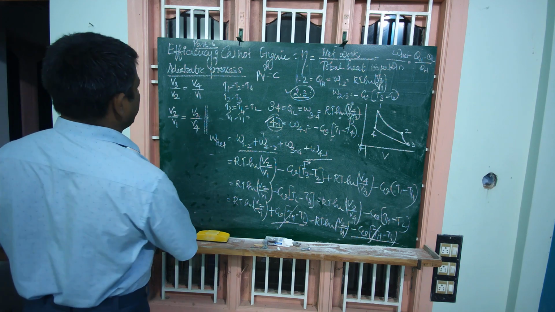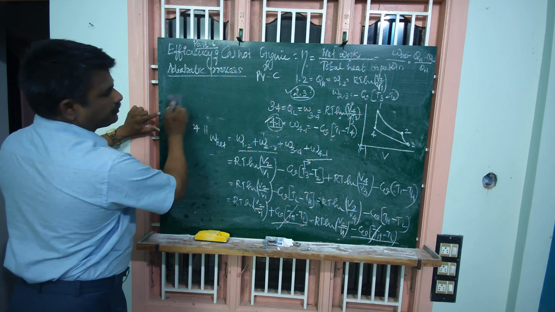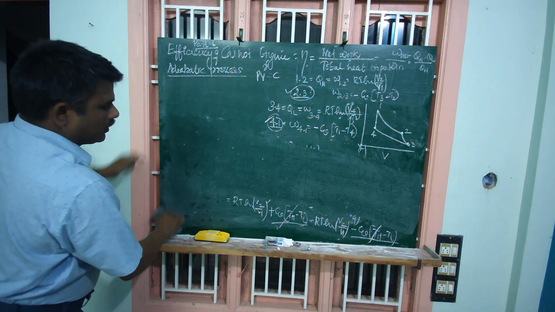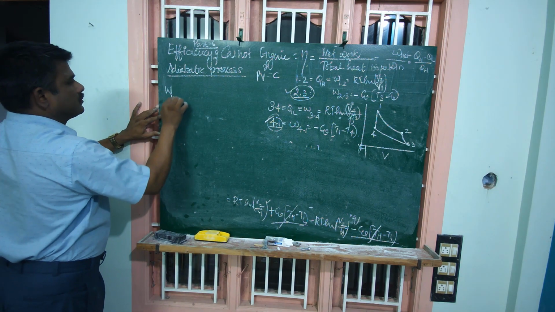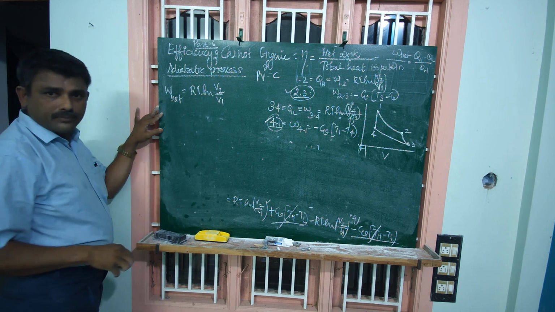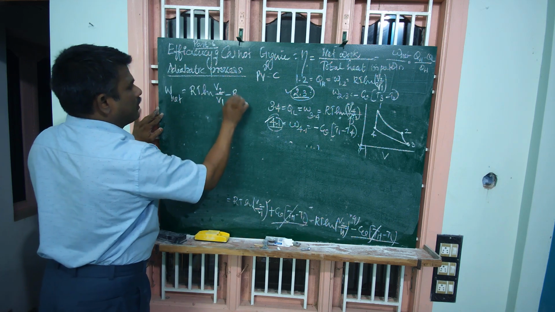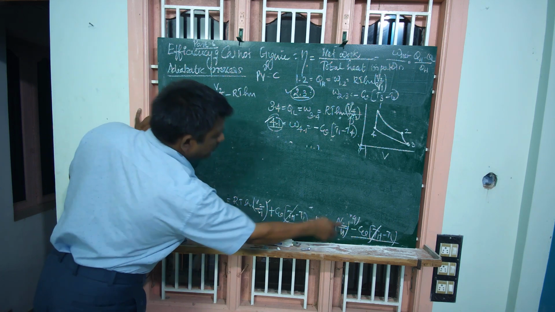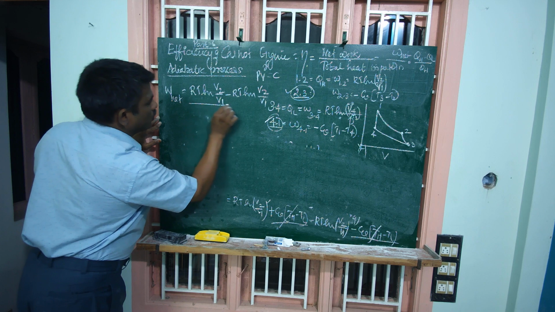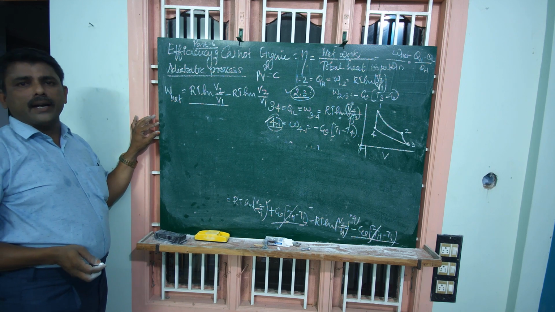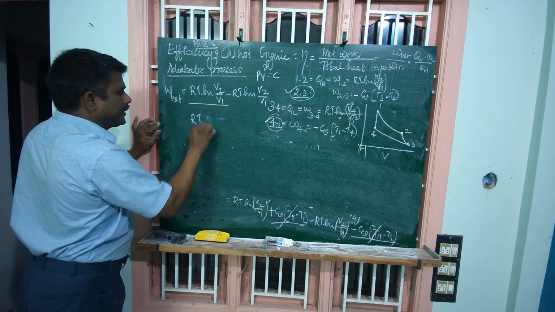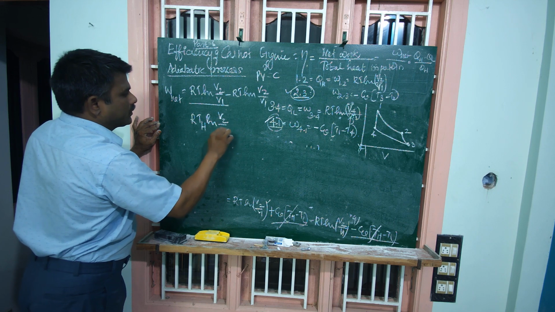Hence finally we arrived at W net: RT ln V2 by V1 minus RT ln V2 by V1. Clear? This is the process 1 to 2. Heat gets transferred from source to engine. So T is TH, R TH ln V2 by V1.